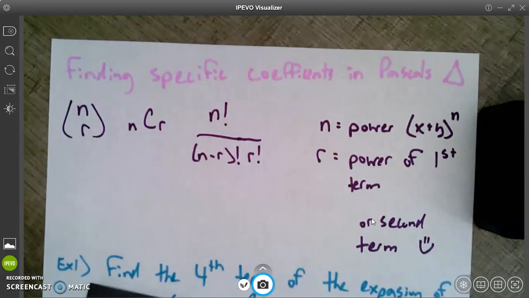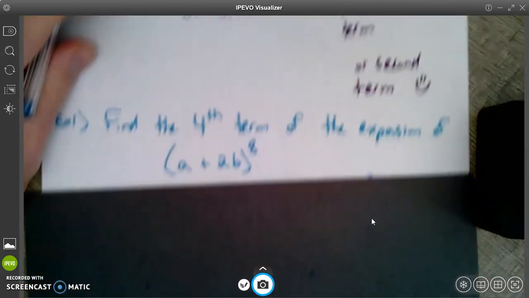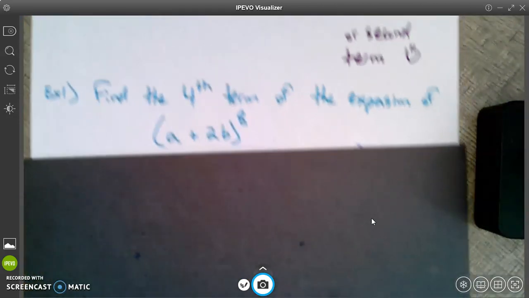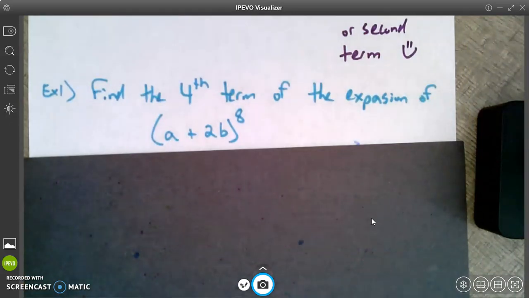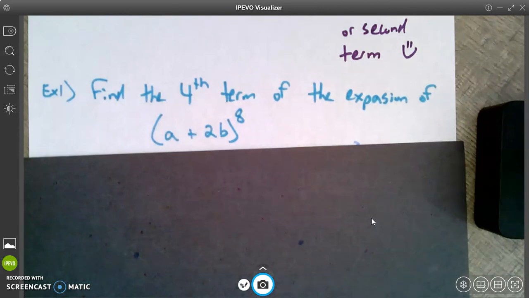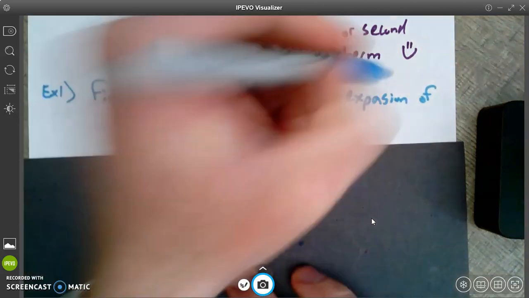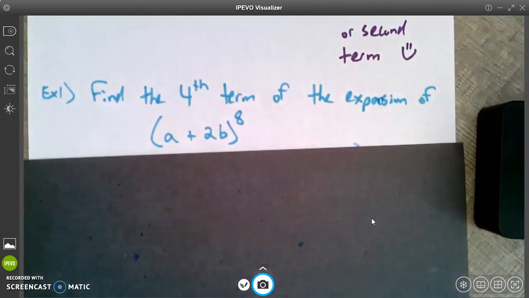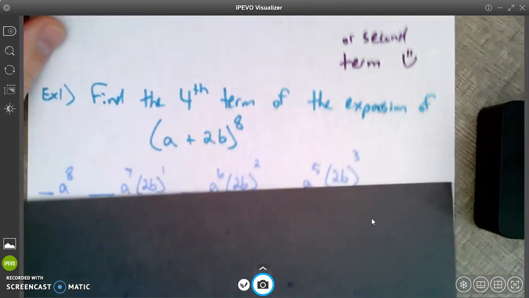Okay, let's do one example and call her good. I would like you to find the 4th term of the expansion of a plus 2b to the 8th power. Okay, without expanding it all the way. Ooh, that's a terrible expansion. Perfect, much better now. So without expanding the whole thing out, we want to find that specific term. So we're already thinking it's going to be some coefficient.